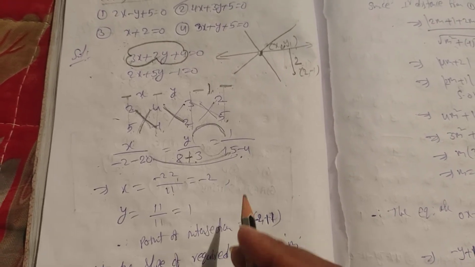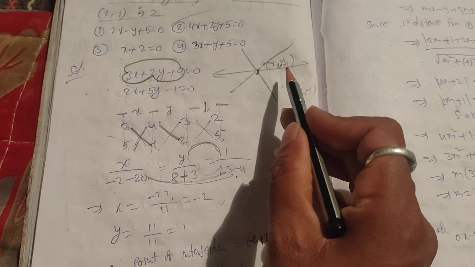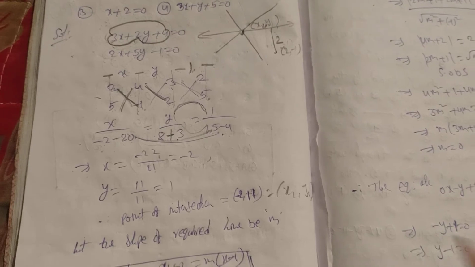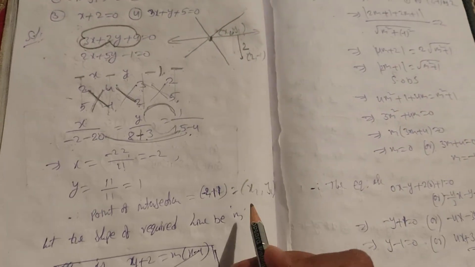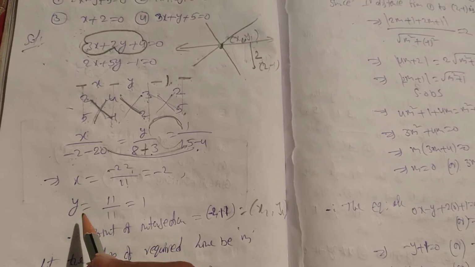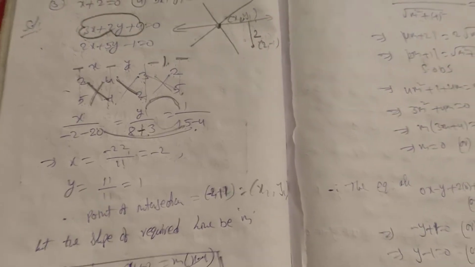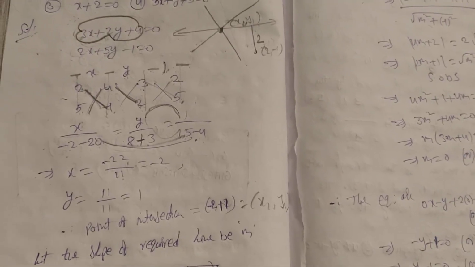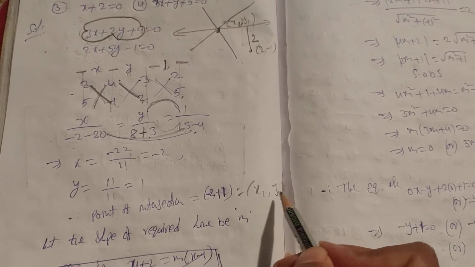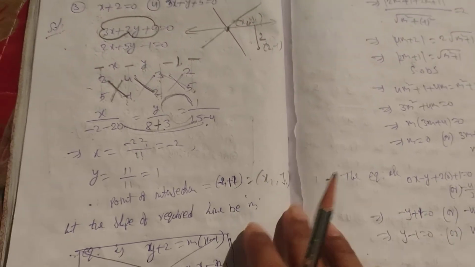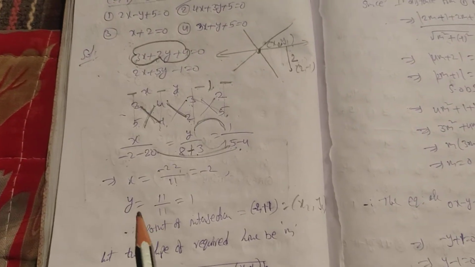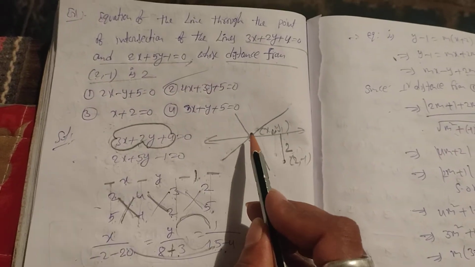So this point of intersection is what you denoted as x1 comma y1. This x1 comma y1 we got as minus 2 comma 1. Here I have taken x comma y, no problem. With x comma y or x1 comma y1, anyone you can take. But what you are finding, that is important, that should be kept in mind. So I gave the name x1 comma y1, that is equal to minus 2 comma 1. So after finding, the point of intersection is minus 2 comma 1.